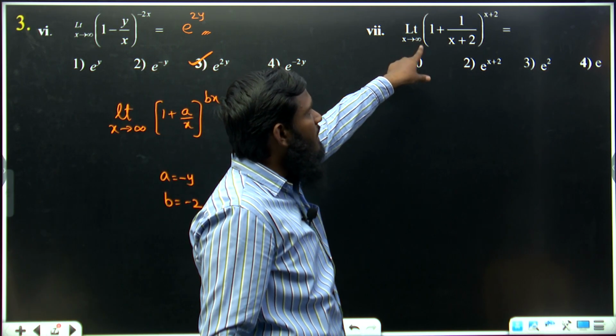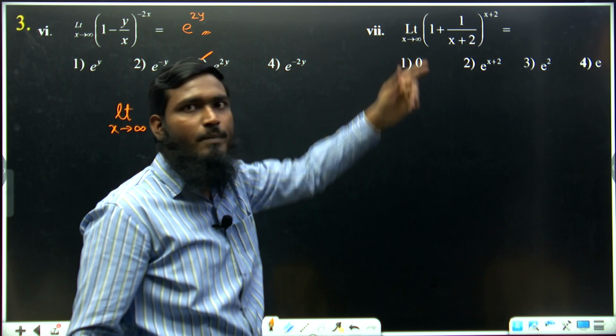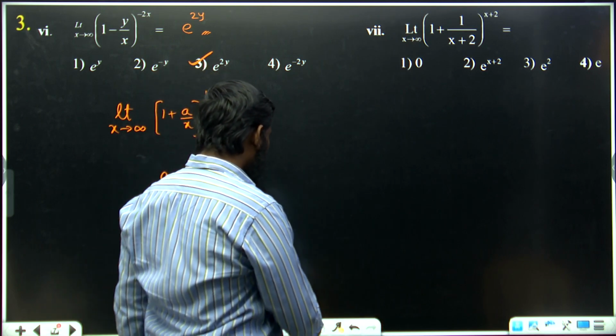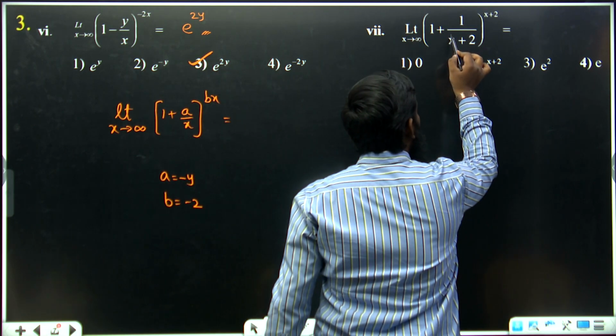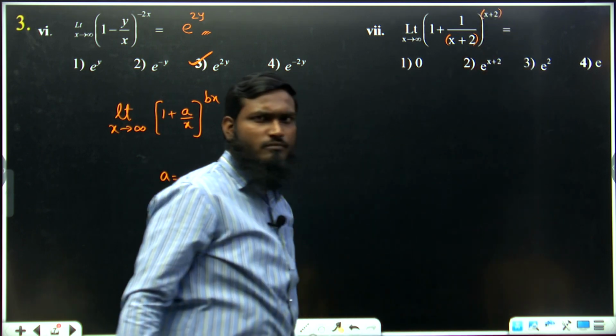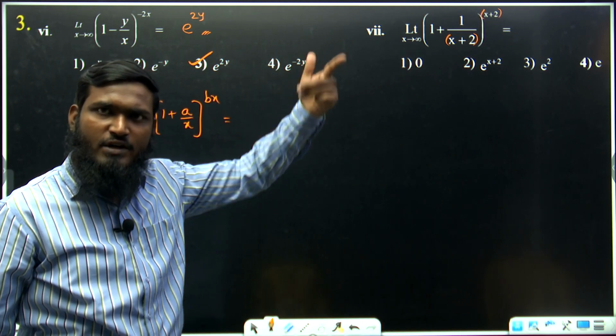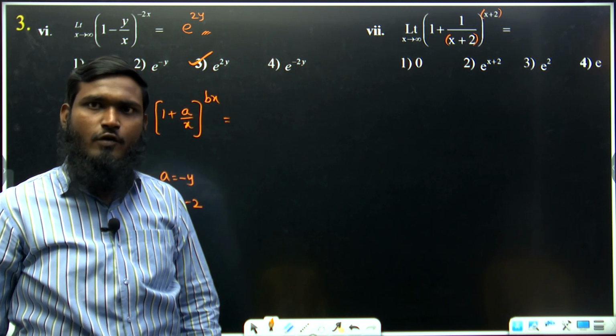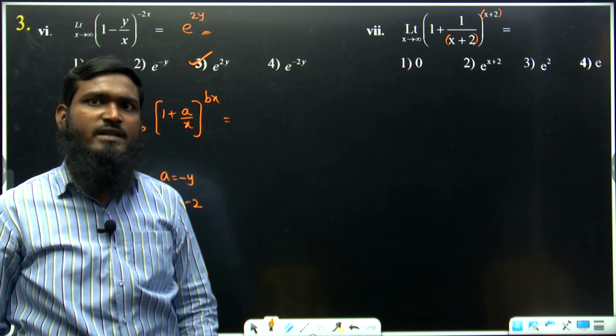Limit x tends to infinity, 1 plus 1 by x plus 2, whole power x plus 2. Just now I have told you over here, if you are taking this part as a complete function, if you are having the same function, then also we can apply the same formula, e power ab, like that we can apply.